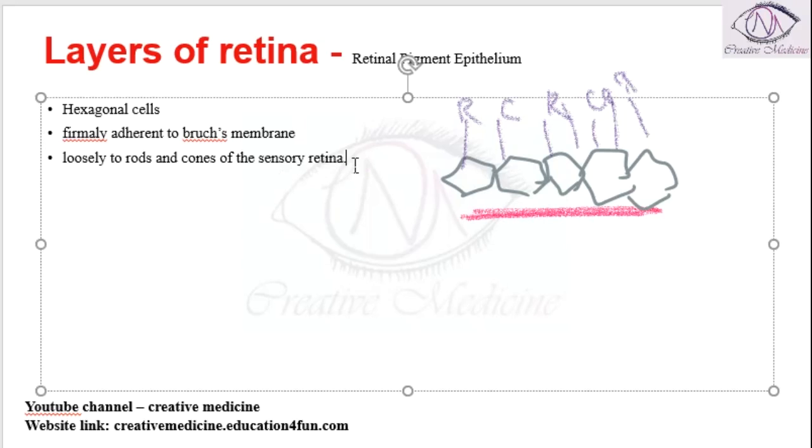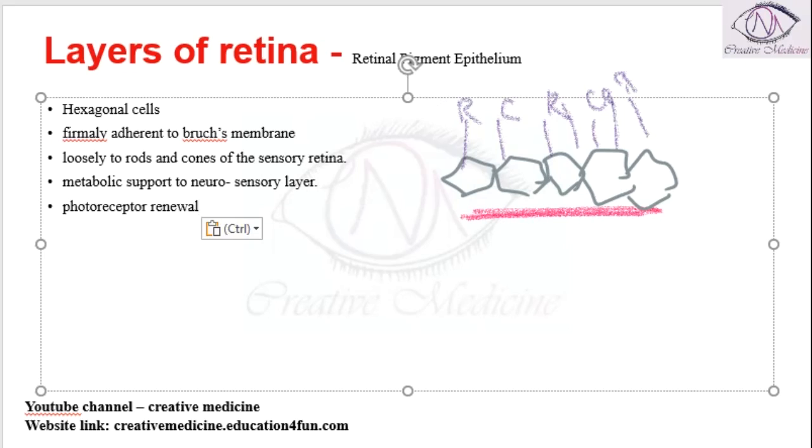The other layers of the retina are called neurosensory layers, that is photoreceptors, external limiting membrane, outer nuclear layer, outer plexiform layer, inner nuclear layer, inner plexiform layer, ganglion cell layer, nerve fiber layer, internal limiting membrane. All of them are neurosensory layers. So the retinal pigment epithelium provides metabolic support to the neurosensory layer.